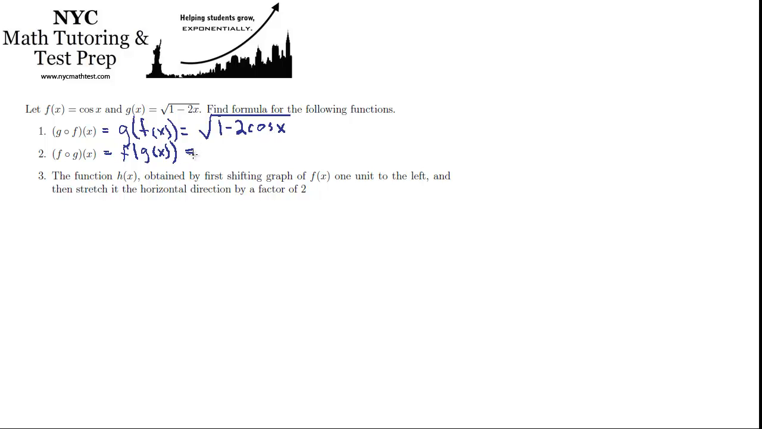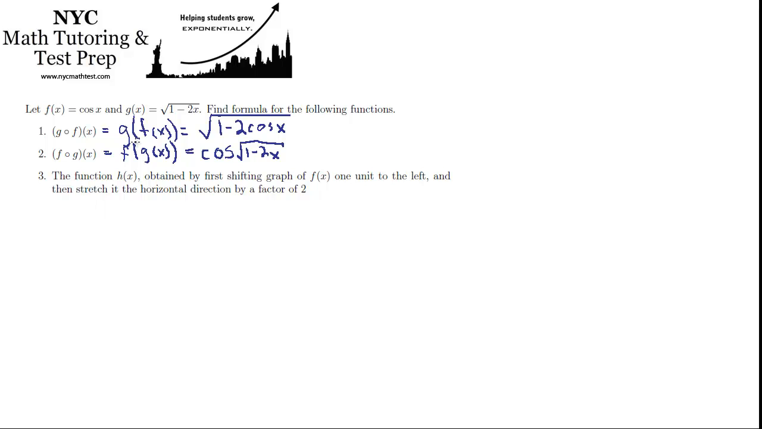Now for the second one, they want us to do f of g of x. We do the exact opposite. We start writing the f function, which is cosine of x. But instead of writing x, we're going to write g of x, which is the square root of 1 minus 2x. So cosine of 1 minus 2x under square root. And that's it for the composite functions.